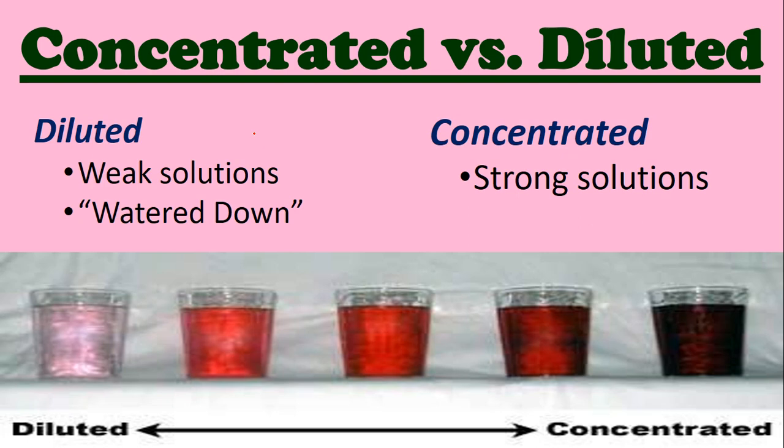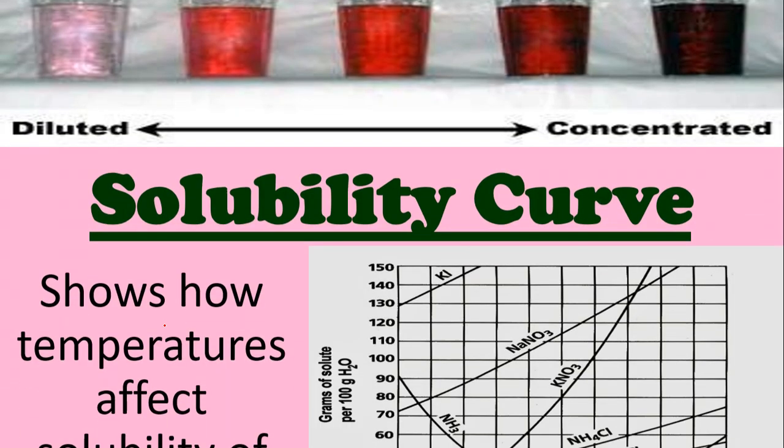Solutions can be diluted or concentrated. A diluted solution is like a watered down or a weak solution. You can see that here. You do that by just adding water to a solution. Concentrated solutions are strong solutions, like over here. You usually start with a concentrated solution and then dilute your way down to the type of solution you want.